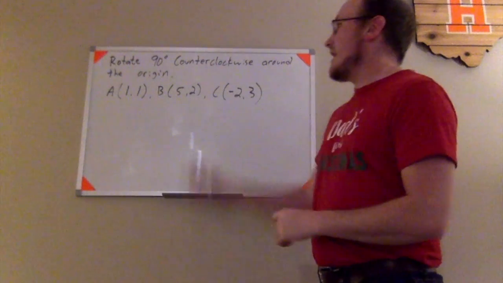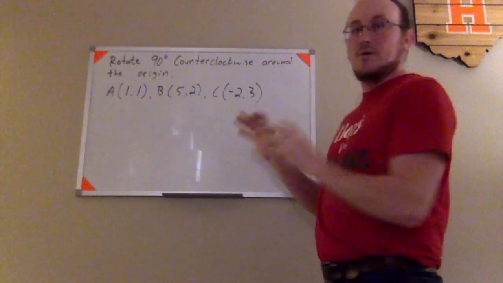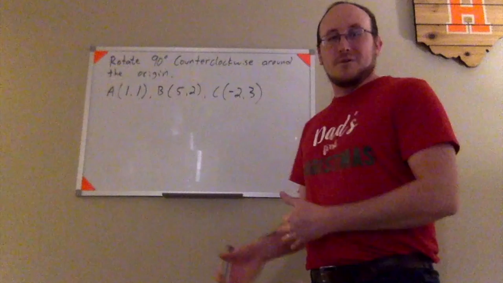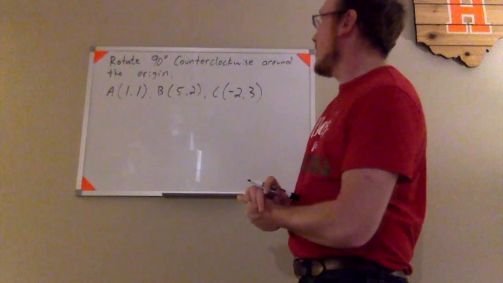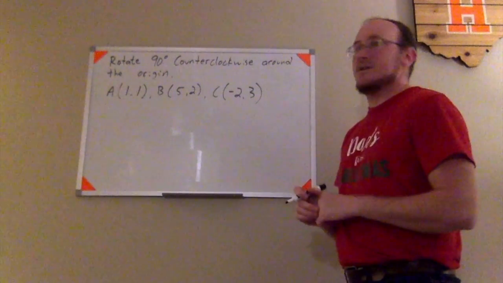In this example, we're going to look at how to use matrices and matrix multiplication to rotate a figure with known vertices so many degrees around the origin. So here in this problem, we've been asked to rotate 90 degrees counterclockwise around the origin.